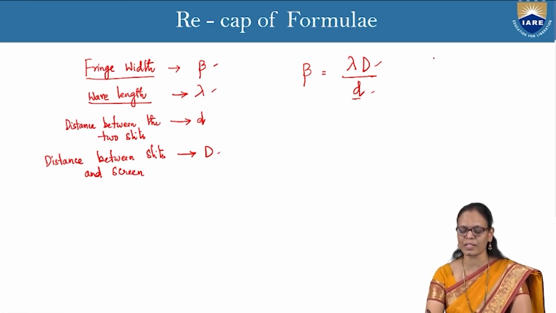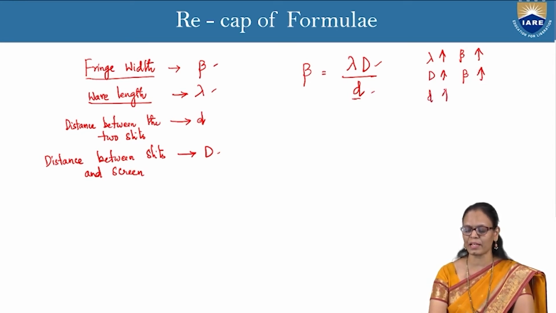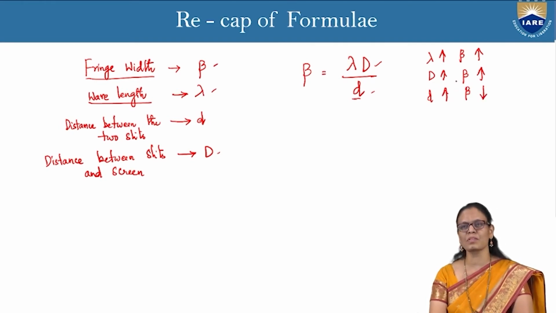So what we need to understand? Beta is directly proportional to lambda. So if lambda increases, the bandwidth increases. And if capital D increases, then also the bandwidth increases. But if the distance between the slits increases, the bandwidth decreases. And the converse is also true. Means if lambda decreases, beta decreases. If capital D decreases, beta decreases. If small d decreases, the fringe width increases. That is what we are trying to understand.